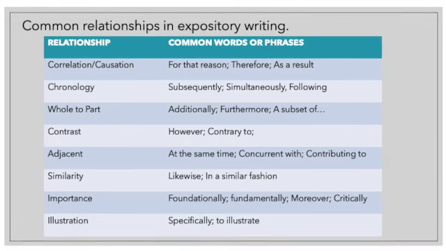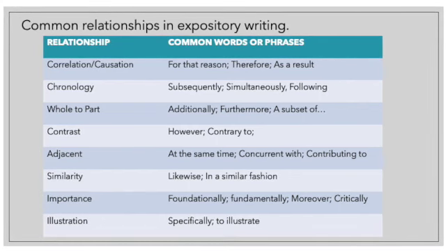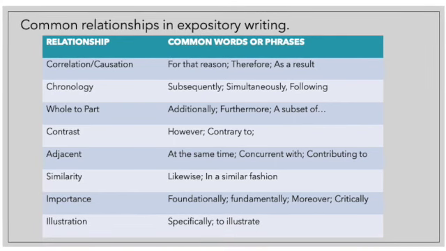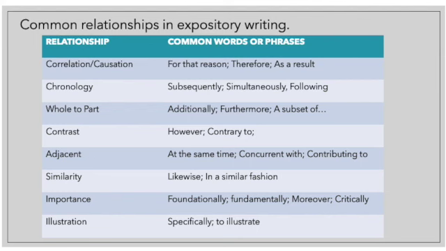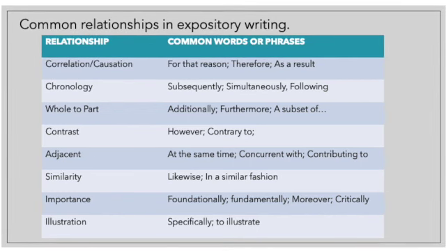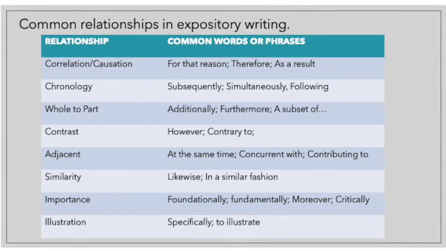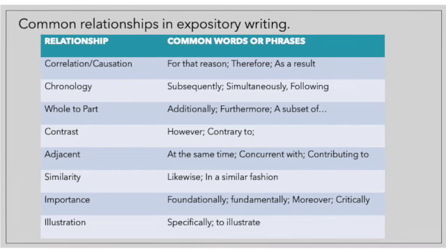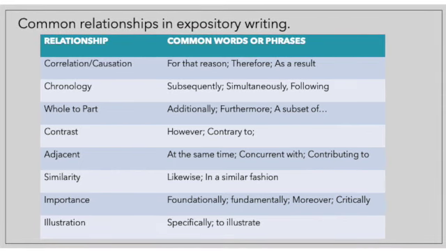And the common phrases you'll see in writing that show either causation or correlation are things like "for that reason" or "therefore." Again, be careful with causation, because unless you can isolate the variables and you run a double-blind study with your control, you can get pinged for claiming causation rather than correlation.